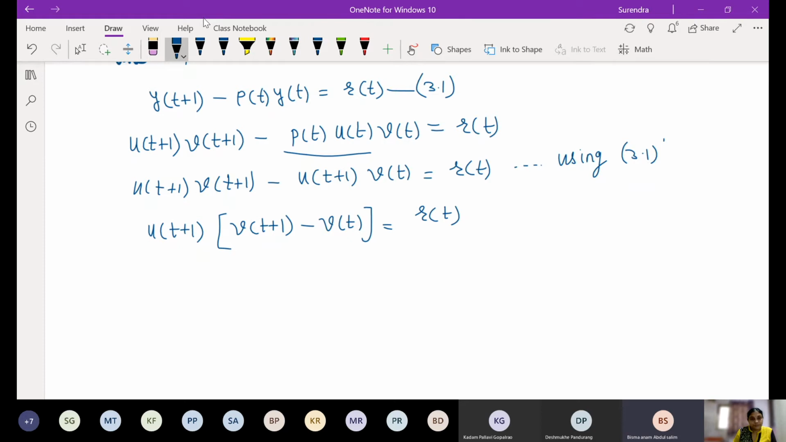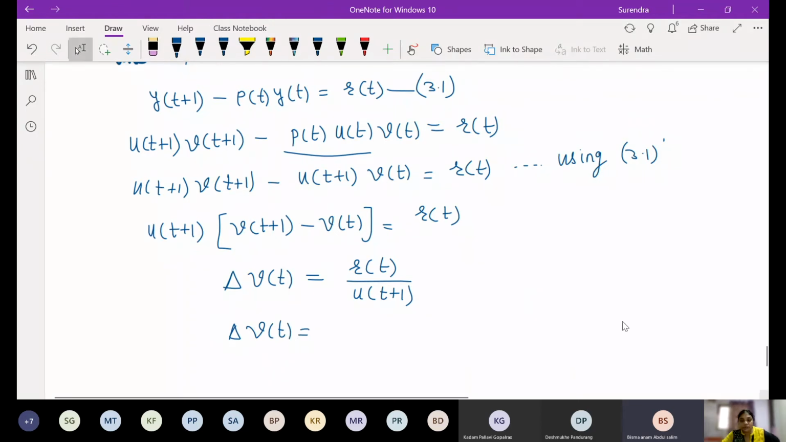Now, dividing by u at t plus 1, delta v of t is equal to r t upon u at t plus 1. Please, all of you mute your microphone. Okay. So what is u at t plus 1? I can write this as e u of t.